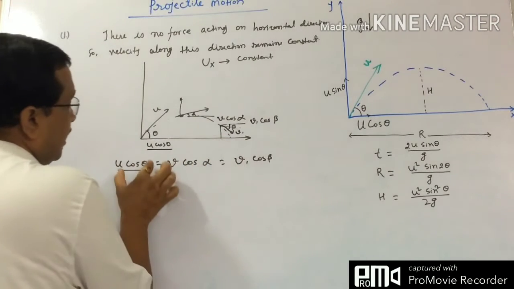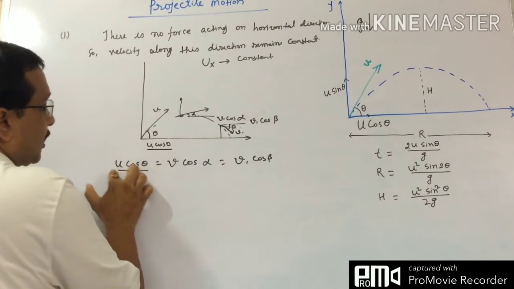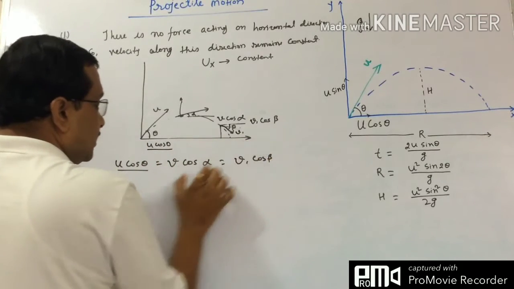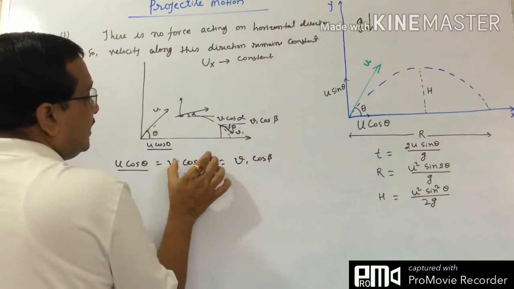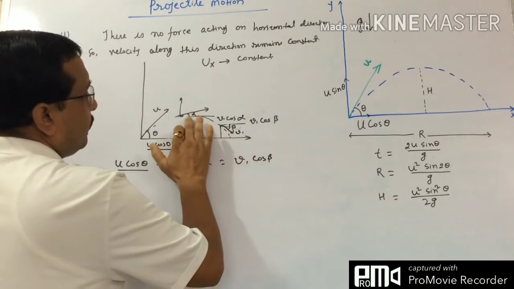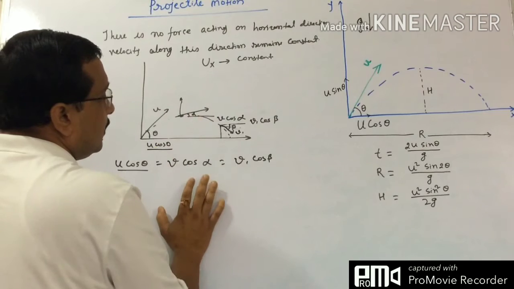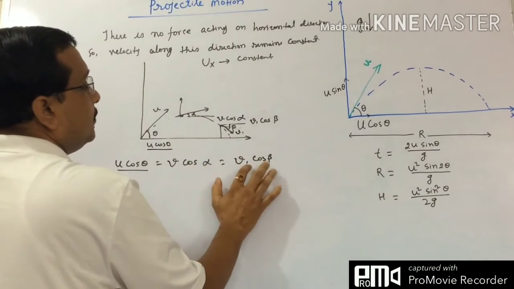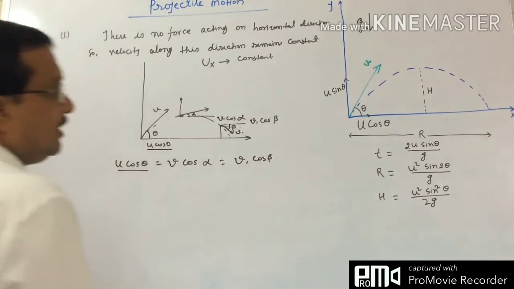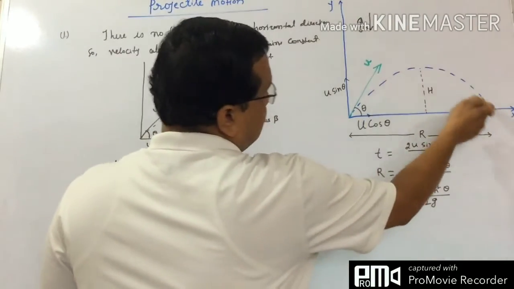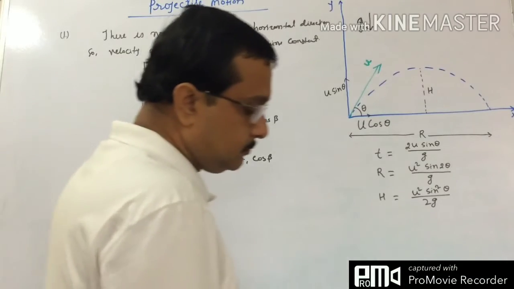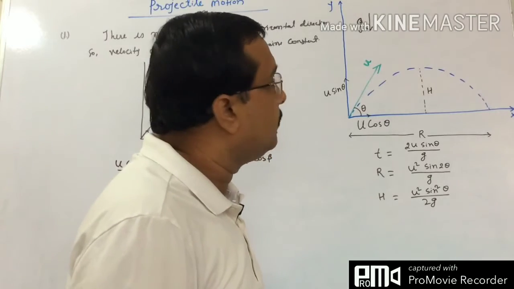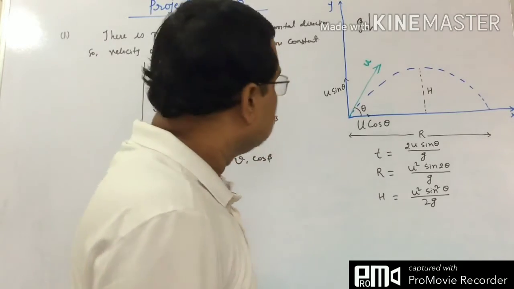But here you see that this is the initial component of the velocity along the horizontal direction, and it never changes. At any time, whether you find the value of u cos theta, v cos alpha or v1 cos beta, meaning the x component at any point on the trajectory, you will see that this x component of velocity is never going to change. So this is the first point.